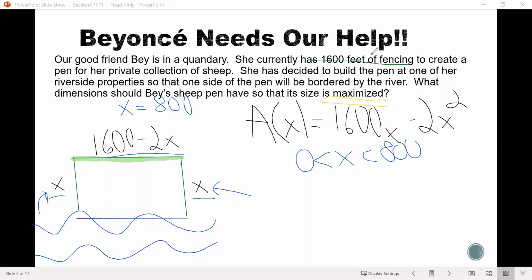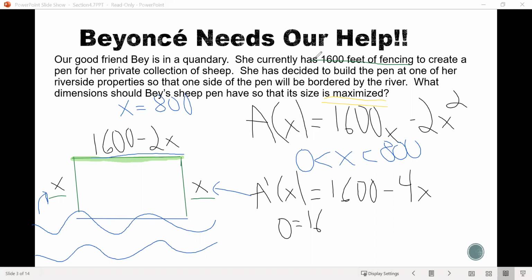All right, so we're just going to keep that in mind as we go about now trying to find the max or the min. So we'll first now take the derivative. So we'll do A prime of x, which using our power rule gives us 1600 minus 4x. We know to find a min or a max, we need to find a critical value. So we'll set that equal to 0. So 0 equals 1600 minus 4x. And then if we solve that, I believe we'll get x equals 400.